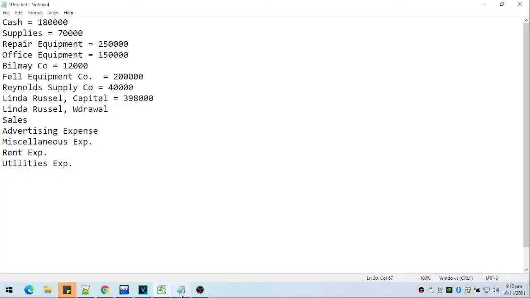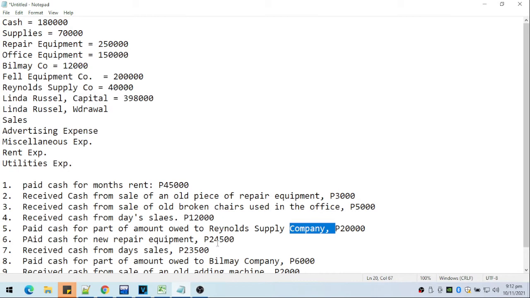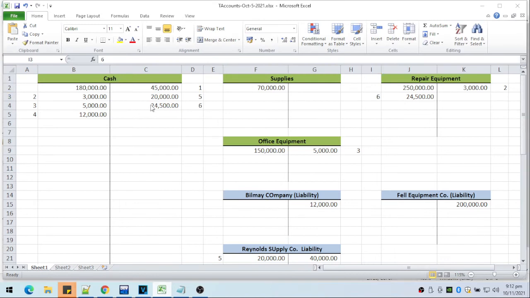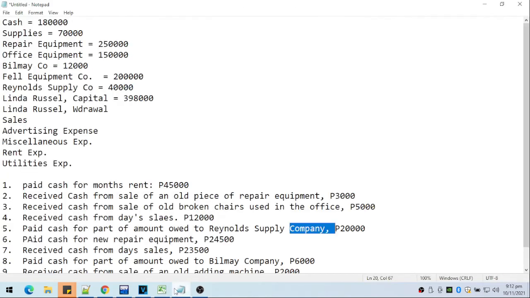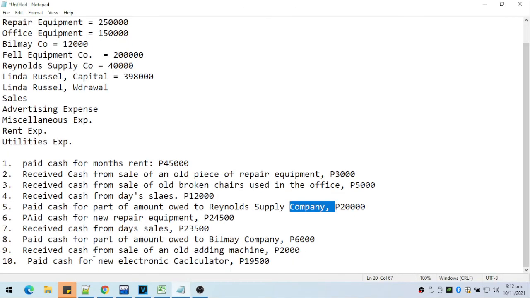Okay. So did I have the correct value? 24,500. So we paid cash, decrease our cash. So to decrease cash, you have to place that on the right side or the credit side. And to increase the repair equipment, it's an asset, you have to place that on the debit side. So 24,500.